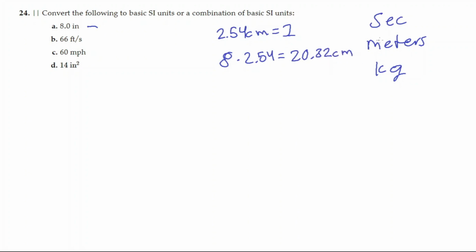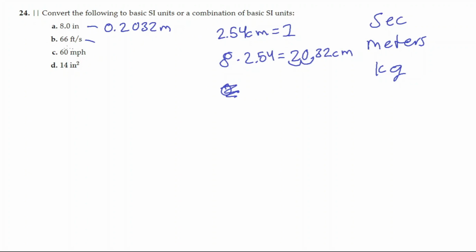And now we need to convert it to meters. There's 100 centimeters in 1 meter, so we just divide that by 100, in which we could just move the decimal point 2 times, which would give us a basic SI unit conversion of 0.2032 meters. Now let's take a look at B.